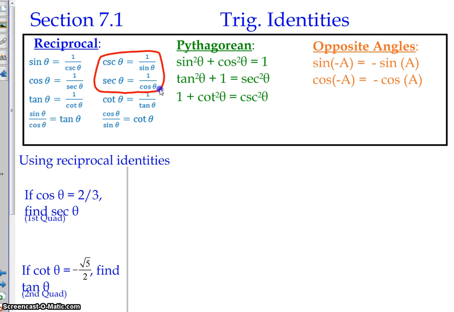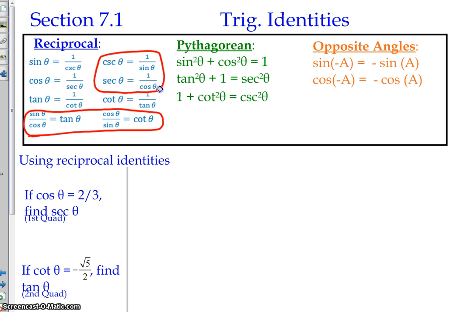cosecant can be replaced with 1 over sine. Secant can be replaced with 1 over cosine. The others that we will be using over and over again is that tangent can be replaced with sine over cosine, and that cotangent can be replaced with cosine over sine. Now those 4 alone are probably our mightiest, or have the most teeth.